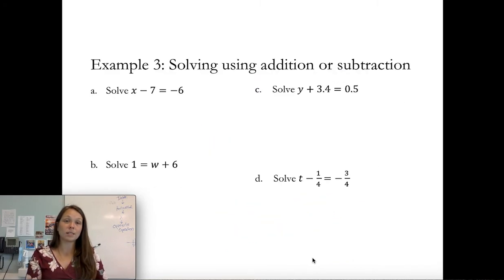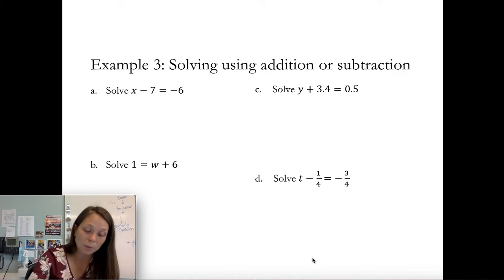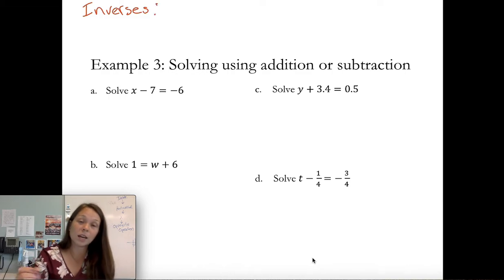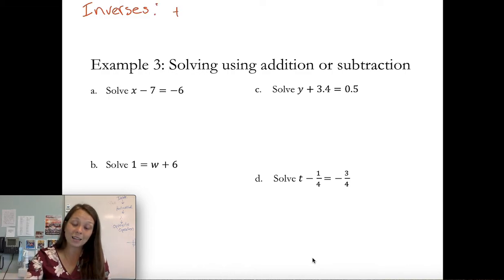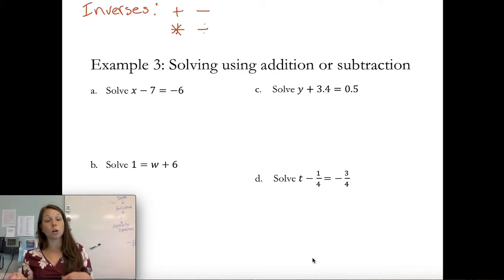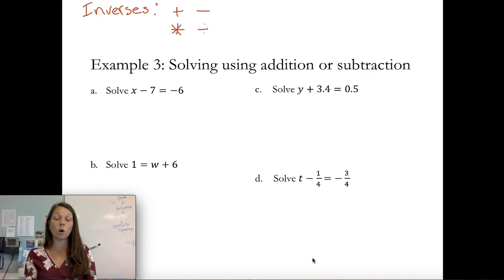Let's put this to practice in example 3. Solve using addition or subtraction. Now, before we get into this, we need to remind ourselves of what our inverse or opposite operations are. What are things that undo one another? So if I add, its inverse is to subtract. If I multiply by a number, its inverse is to divide by that number. They will undo one another's operations. So if I take 2 steps forward and I add 2 steps, but then I go 2 steps back and I subtract 2 steps, I end up in my original spot.